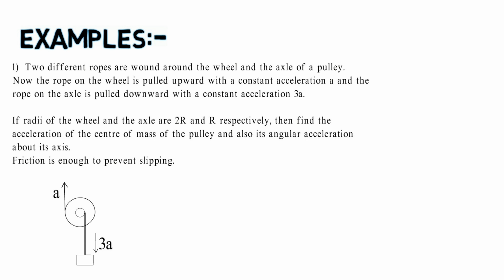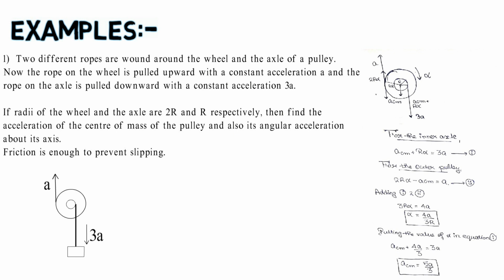Now the most important statement here is that friction is enough to prevent slipping. So we can conclude that the rope doesn't slip, and from here we can apply the concepts and formulas of pure rolling in solving the problem. So if we take a closer look at the diagram, and take alpha in this direction and a_cm in the downward direction, we can simply write down the equations as here.